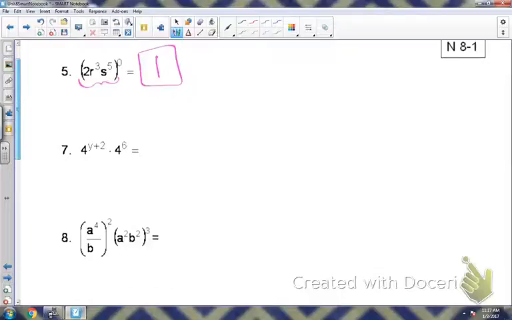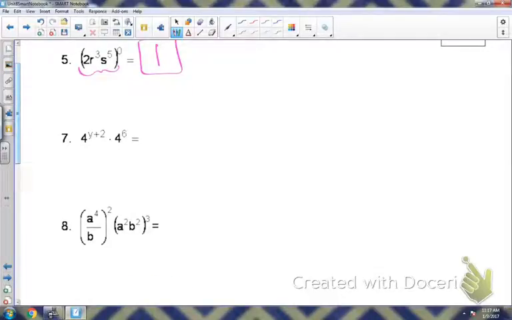Okay, number 7. Let's talk about a coefficient and a base. The 4s are not coefficients, they're bases because they're directly in front of your exponent. If I had that example, those 4s would be coefficients because they don't have an exponent right after it. They have an x, okay? So you need to know the difference.